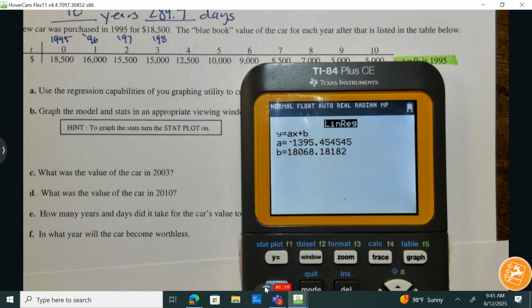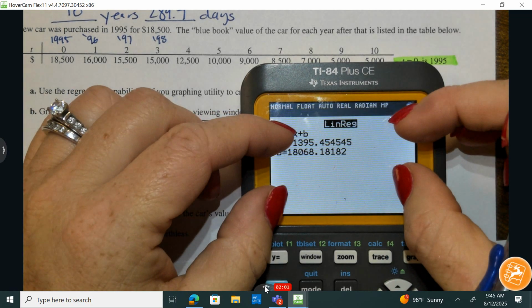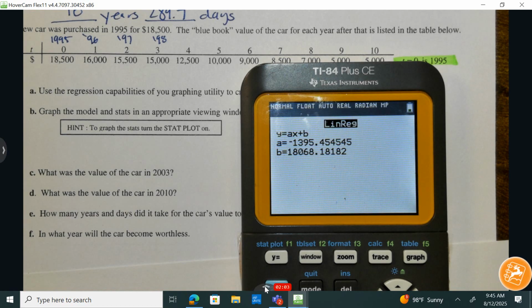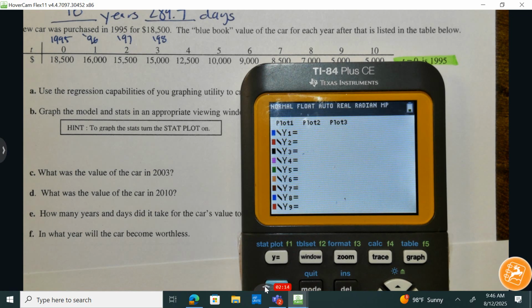The next thing I'm going to teach you is how do you take this up here and copy and paste it into the calculator. Everybody looking up here. How do I take this and copy and paste it in? To do that, you're going to go up to y equals. That is step number 1.